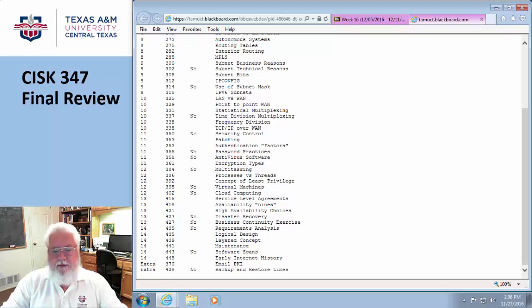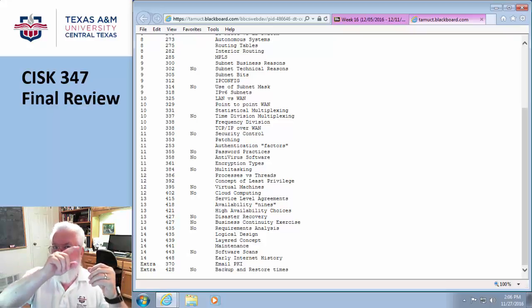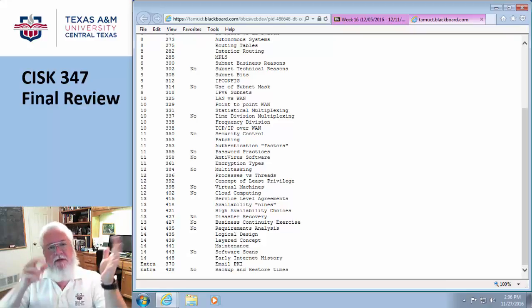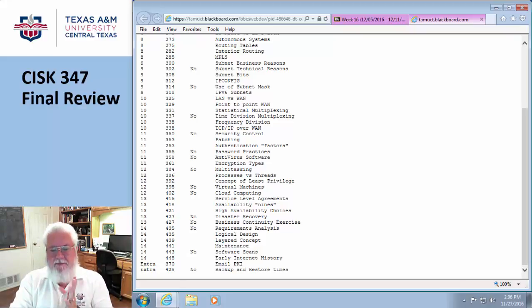Okay, the two extra credit questions. The one is on email and PKI, and this is hopefully going to be a review. It's one of those scenarios where Bob and Alice want to transmit a message, and I have private and public keys on one side and private and public keys on the other, and somebody has to figure out which key to use to encrypt or decrypt and that kind of stuff. So again, hopefully this is a review.